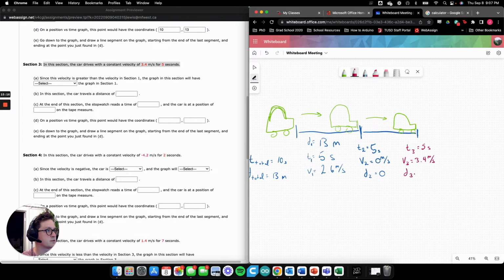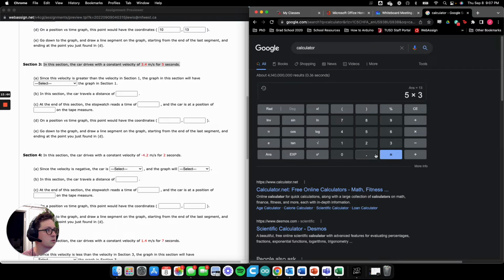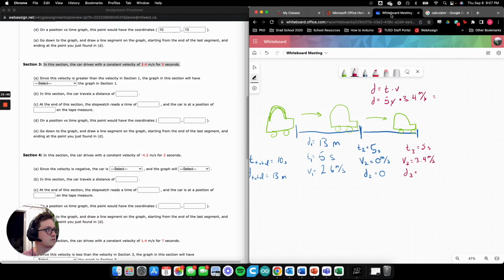So what was the distance it traveled during section 3? We're going to use the distance equals time times velocity equation. So we take our time, which is 5 seconds, and multiply that by our velocity, which is 3.4. Seconds will cancel out. 5 times 3.4 is 17. 17.0 meters would be our distance.